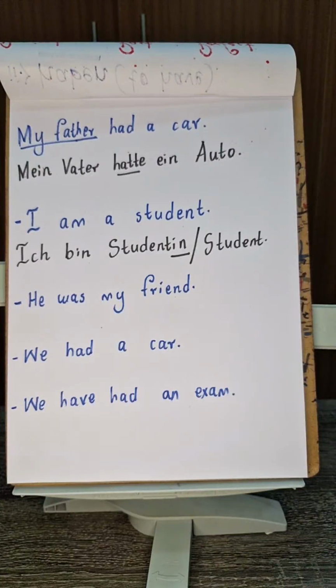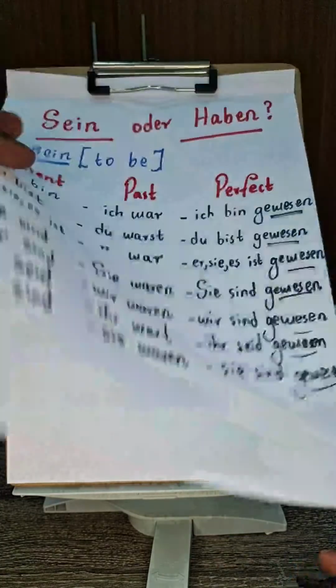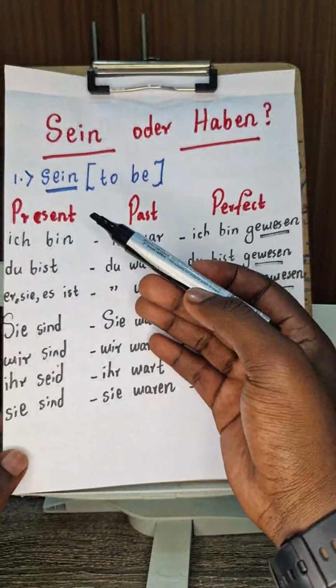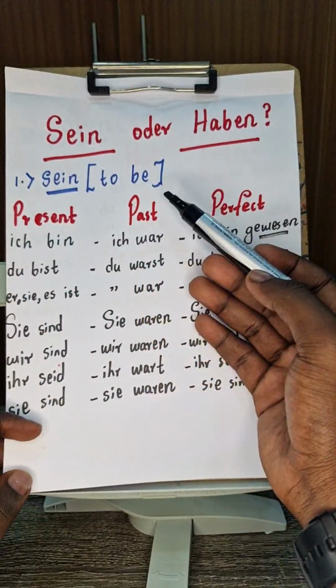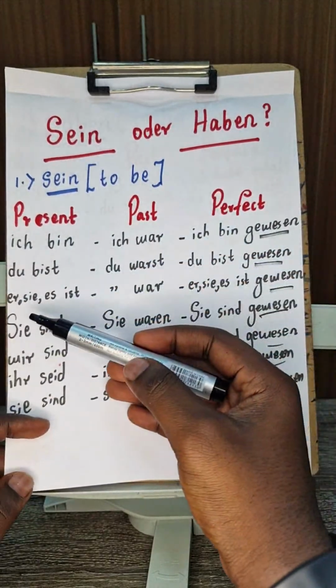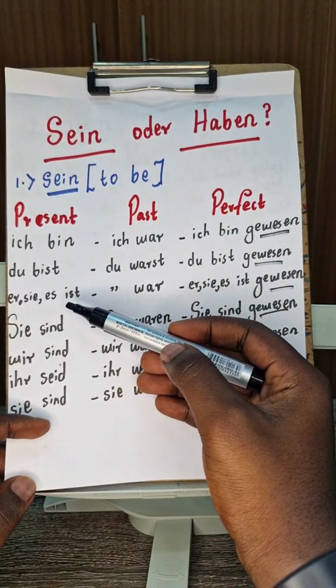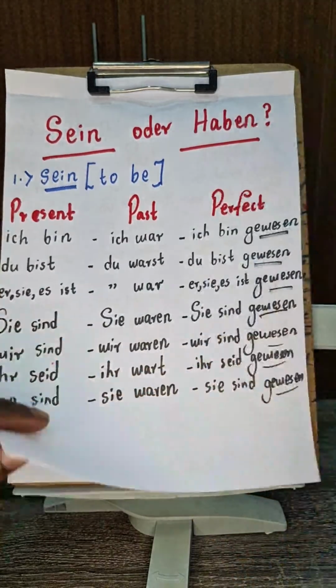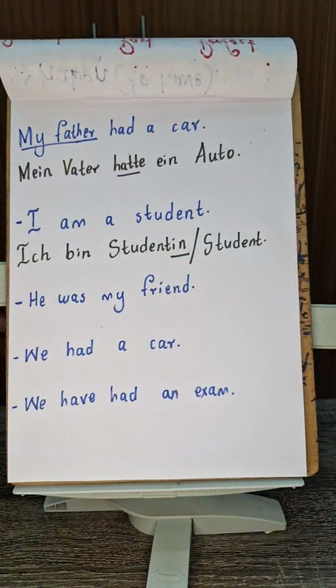And then how about he was my friend? He was my friend. Now we need to check our table. Now remember the verb to be, which was sein, yeah? He was. So we said present as ist, and then past, now we use war.